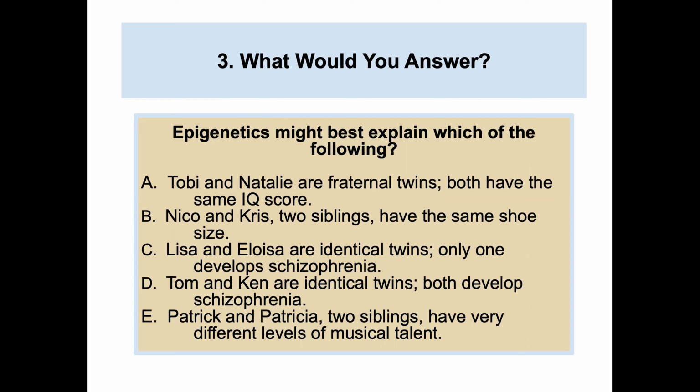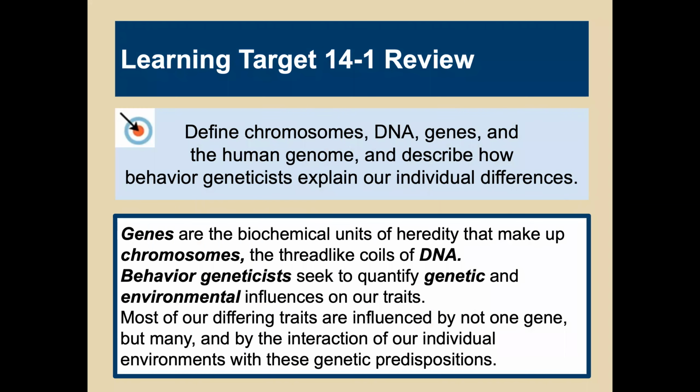So that would be C. Lisa and Eloisa are identical twins, which, remember, share exactly the same genetics, but only one develops schizophrenia, which we know is a disorder that has a high heritability rate. So, learning target review.